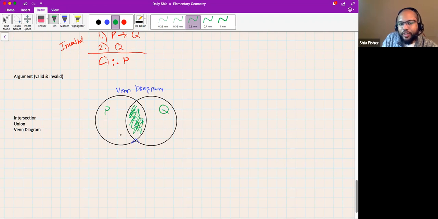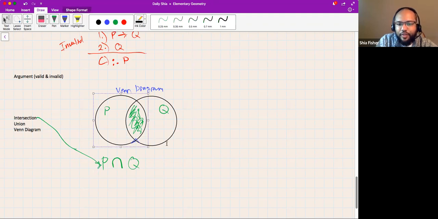But for the purposes of notation, if we want to only look at the things that they have in common, we will talk about the intersection of P and Q, and it looks like an upside down U kind of shape. That means intersection. That's the intersection. And because I'm lazy, I will copy and paste.